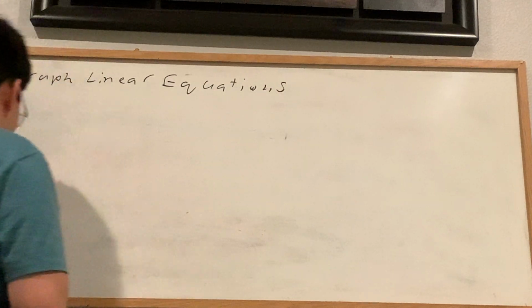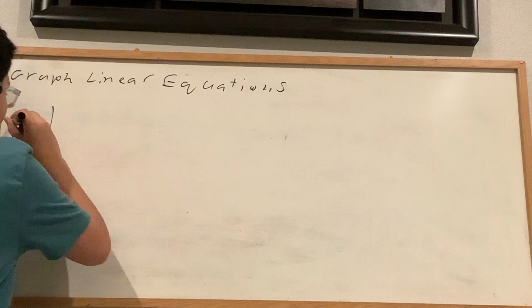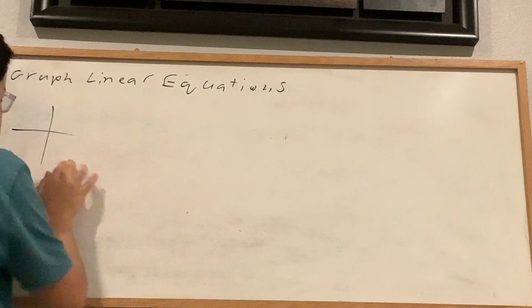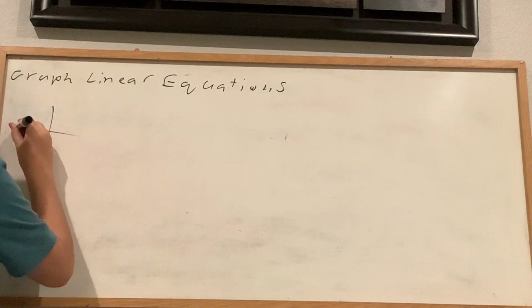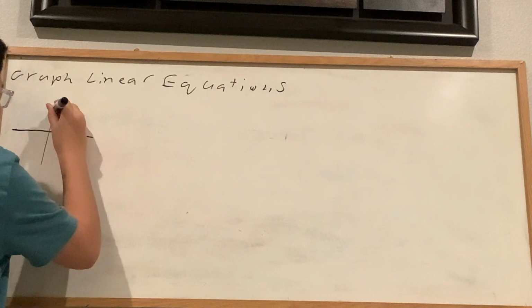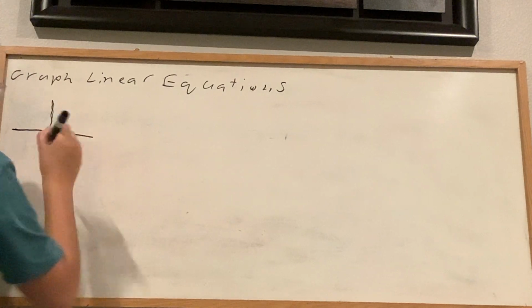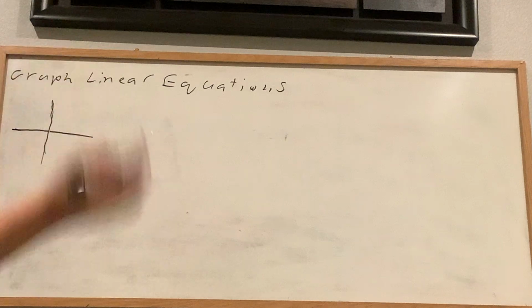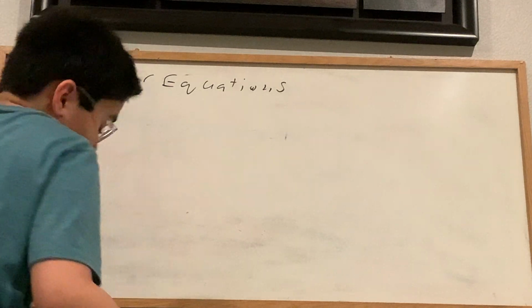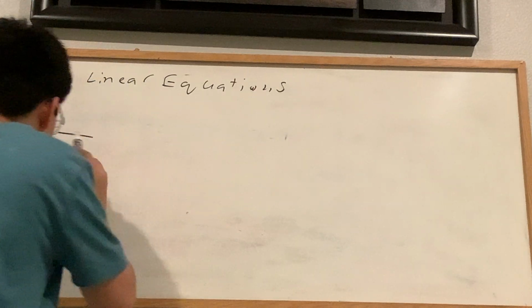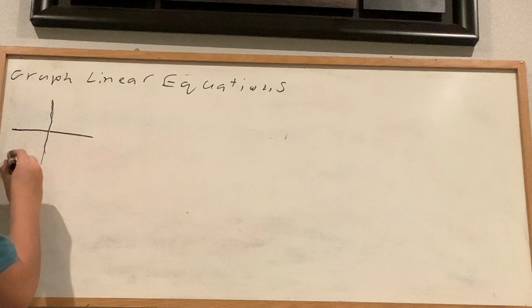I'll use two different colors, black and red. So we have our little plane. I know it's not a good plane, it needs to be equal. Just like a little cross, just like so. And you can put numbers in, or lines, check marks to represent the numbers, whatever you want. Let's start off with a positive slope.